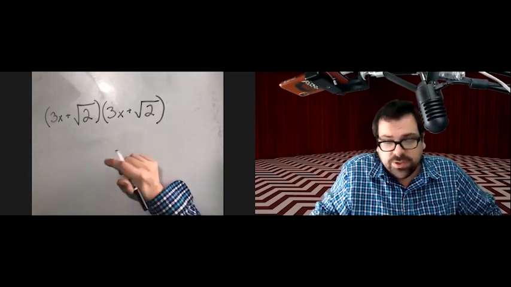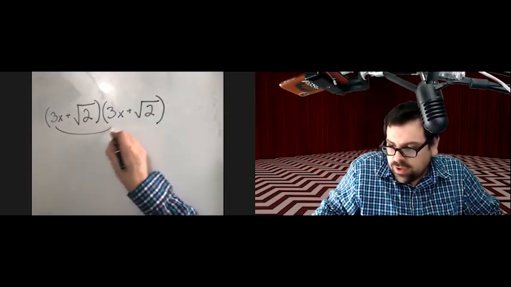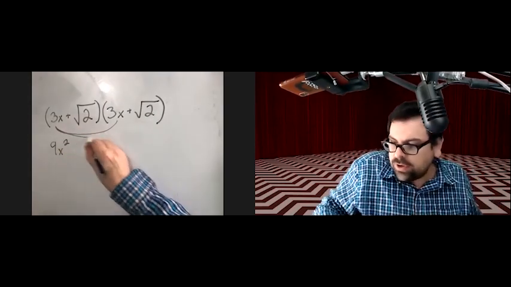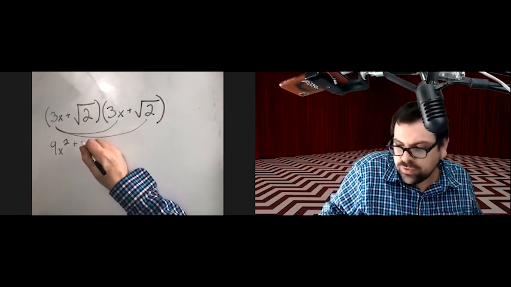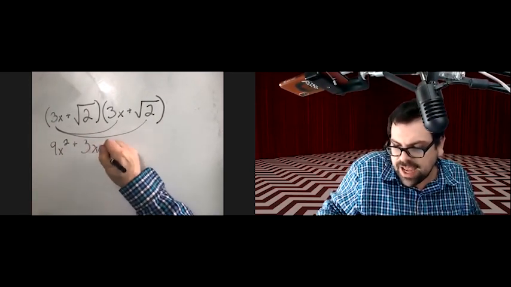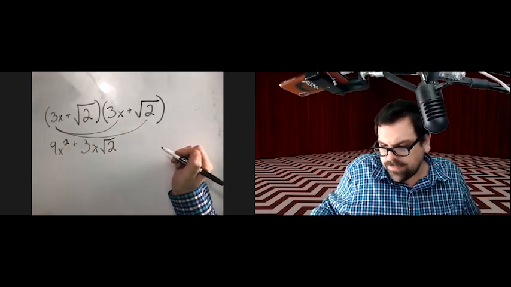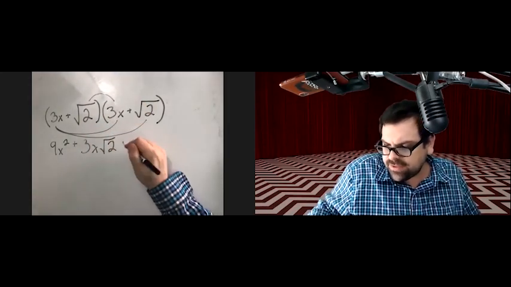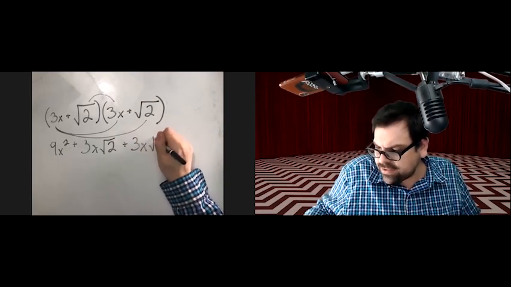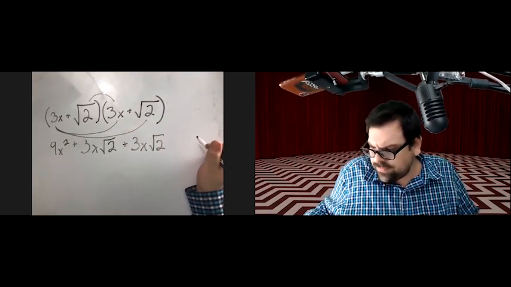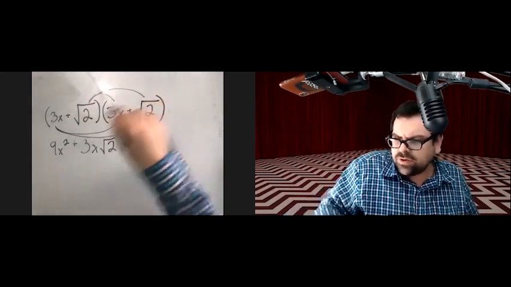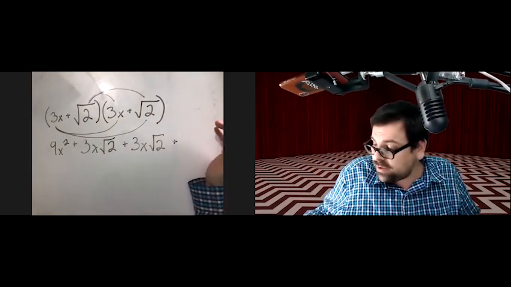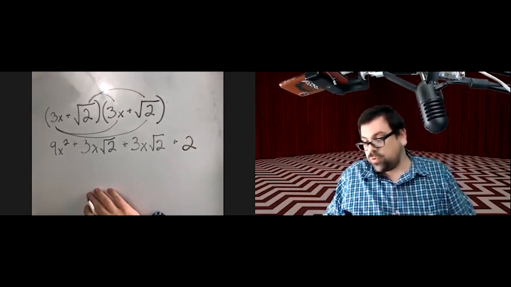And what did we do? We FOILed. First, 3x times 3x is 9x squared. Outer, 3x times radical 2 is positive 3x radical 2. Inner, that's another 3x radical 2. And last, radical 2 times radical 2, that would be radical 2 times itself, radical 2 squared. We're just left with the 2 that's underneath.